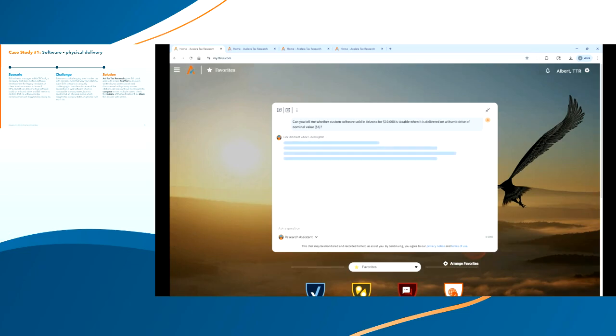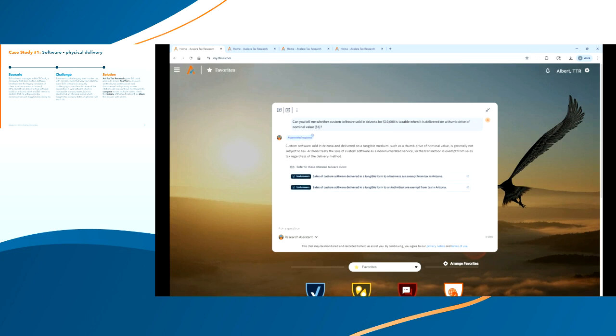Now, Avi has access to all 100,000 tax answers and 400,000 laws. He's going to look through that and decide what is most relevant to this question, and let me summarize it. So custom software sold in Arizona and delivered on a tangible medium, such as a thumb drive of nominal value, is generally not subject to tax. And the reason in this case is because that thumb drive is of de minimis value compared to that software engagement. So Avi's picked two tax answers here that we should dig into and verify our fact pattern.